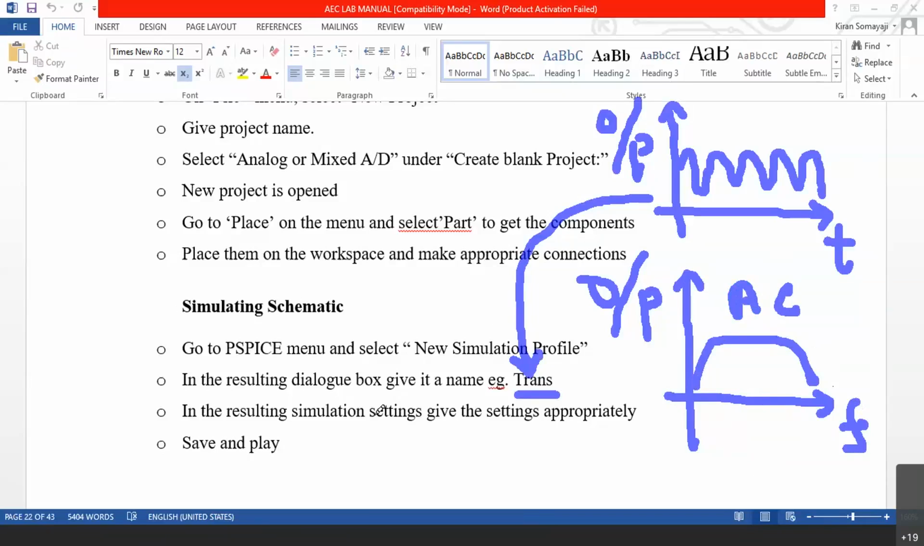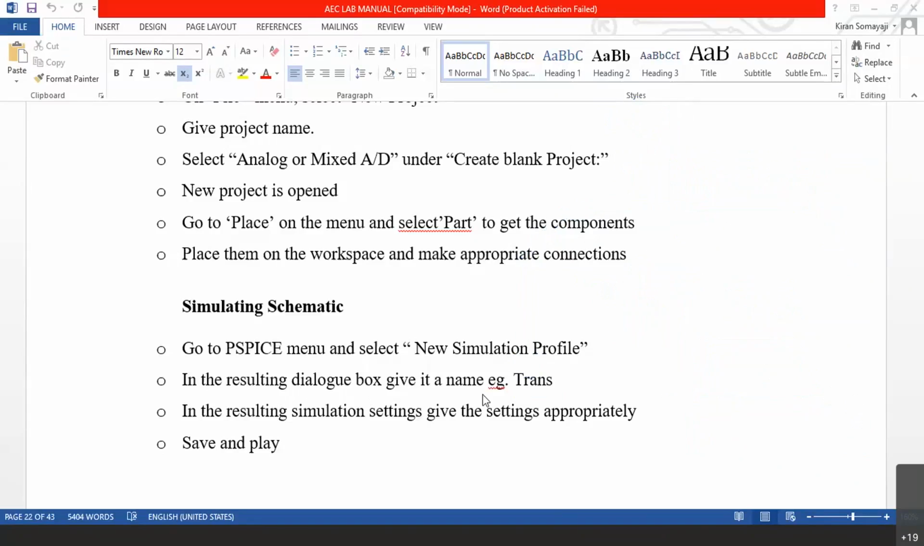Anyway, in the third semester, you are not going to perform any DC analysis as such, but you are going to perform transient analysis and AC analysis. For today's experiment, you are going to perform only transient analysis. So, in the resulting dialog box, give it a name, for example, transient. In the resulting simulation settings, give the settings appropriately, in the sense, for how many seconds or for how many milliseconds you want to run the simulation. That is your choice now.